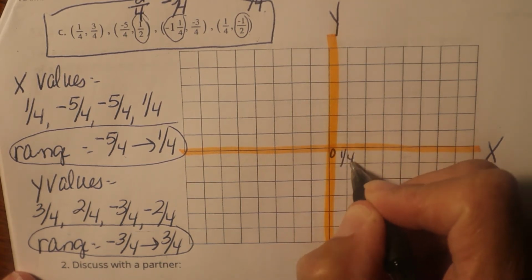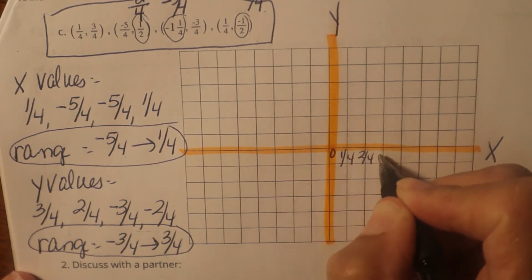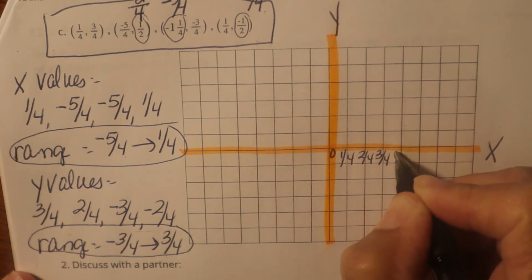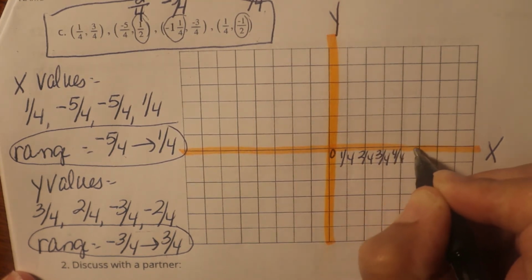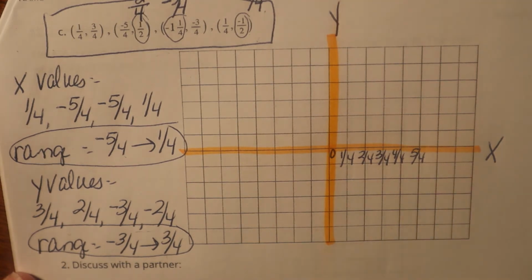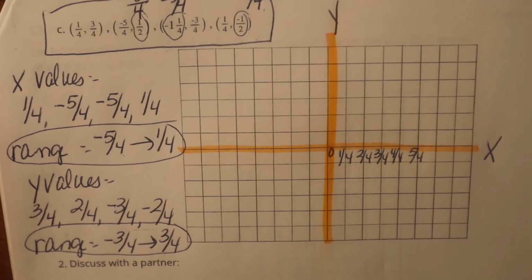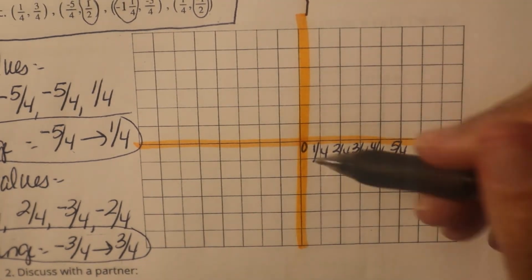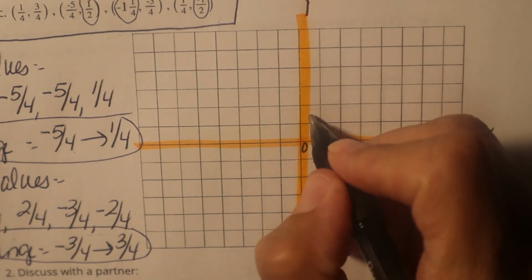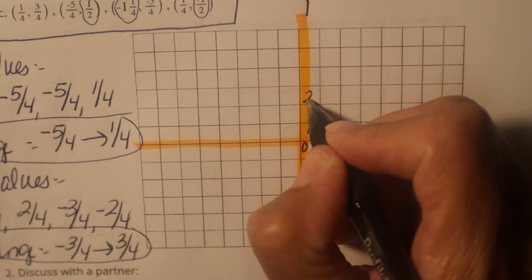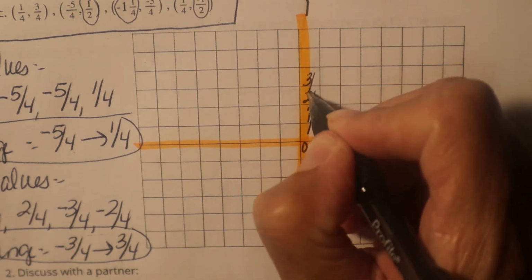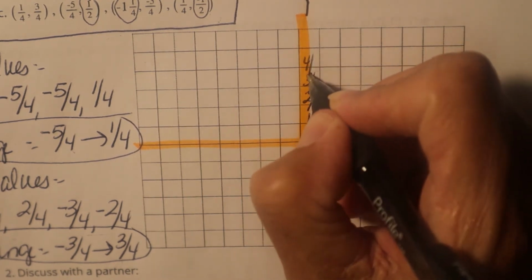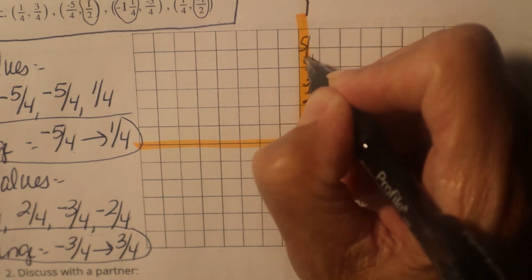Then we have 1/4, 2/4, 3/4, 4/4, and 5/4. And you can stop at 5/4 because we don't have anything greater than 5/4, so we don't have to go any farther than that. Going up, these are all positive, so once again we have 1/4, 2/4, 3/4, 4/4, and 5/4.